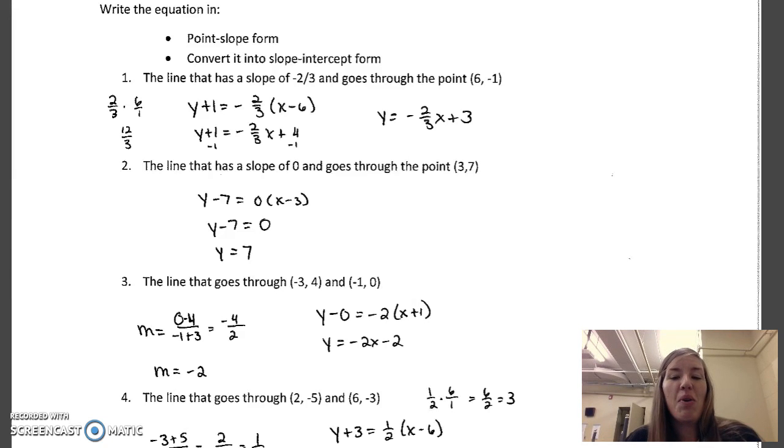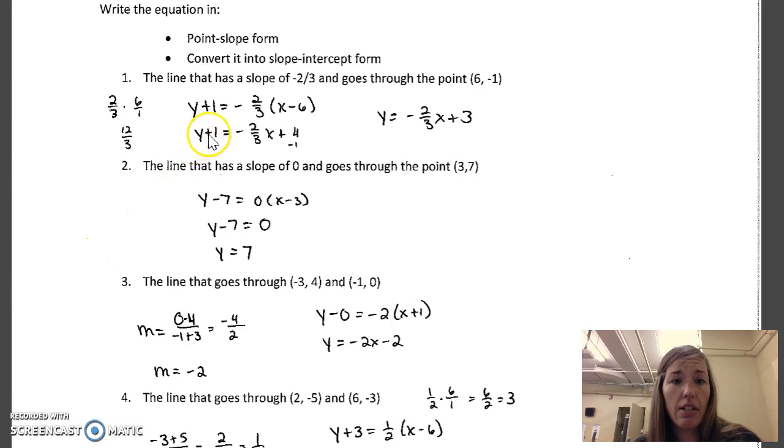Okay, let's talk about the homework. So you guys did this homework after you took your test. We actually did the notes for you guys last week, but some of you did the notes today. So let's talk about what we're doing: point slope form, and you're converting it into slope intercept form.